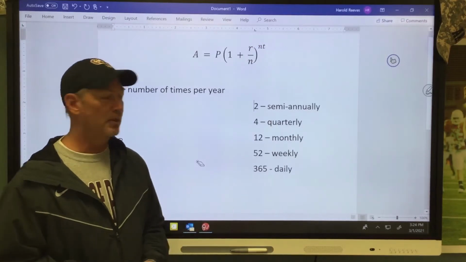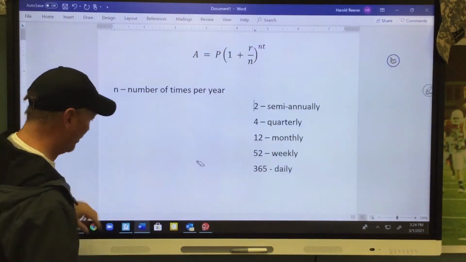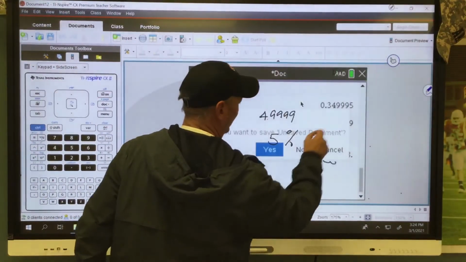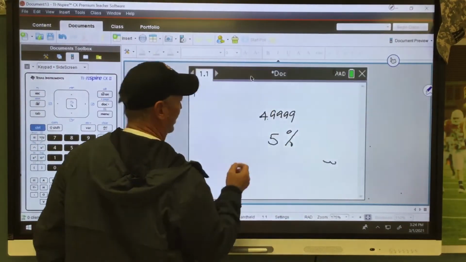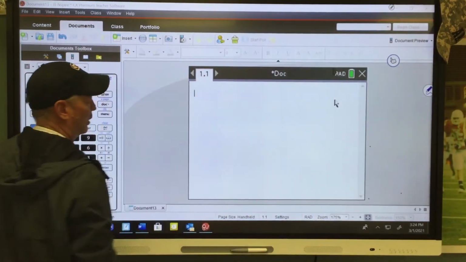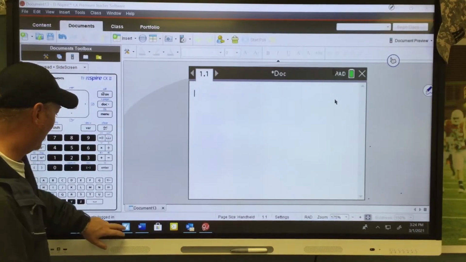Okay, so let's jump into some problems real quick. Before we get going, let me clear my calculator out for you. New, no calculator. Let's get rid of some of this stuff here.